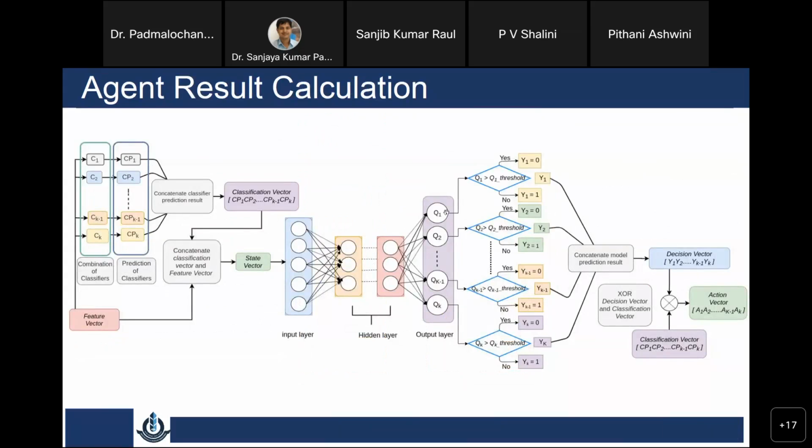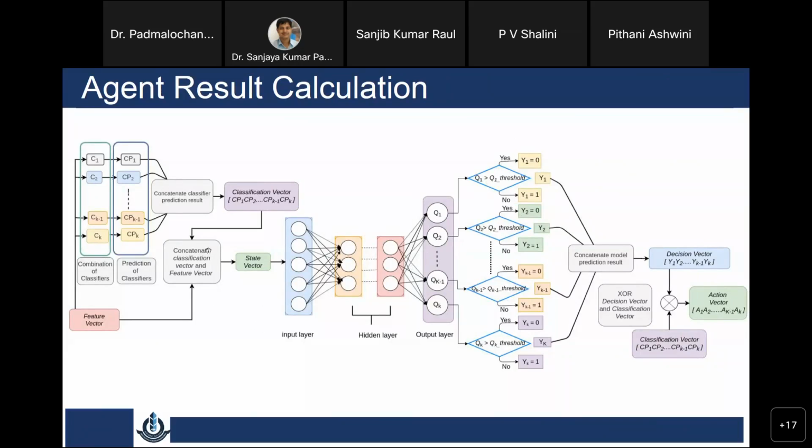This is given to the deep Q network, and the outputs from the different nodes are taken and concatenated to get the decision vector. This decision vector and the classification vector are joined to find the action vector. This action vector is communicated to the CIDS. The decision logic is based on thresholding here. This is done here, and this is the agent part.